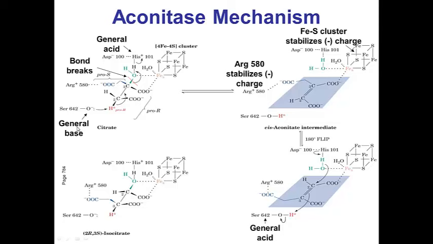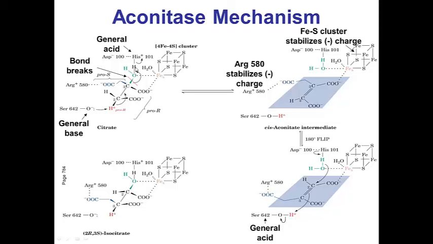So in the mechanism, the first thing that happens is that serine 642 here is going to act as a general base. You'll note this is a little unusual, but this works in a way that's very similar to what we've already learned for the serine protease mechanism. So in this mechanism, serine 642, this oxygen has lost its hydrogen, and it's going to act to extract a proton from citrate. That causes the electrons to come in, form a double bond between the two carbons, which then kicks off this hydroxyl group.